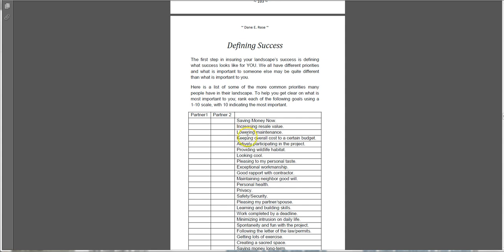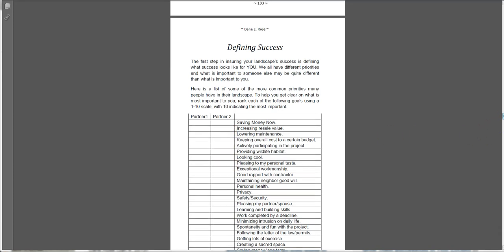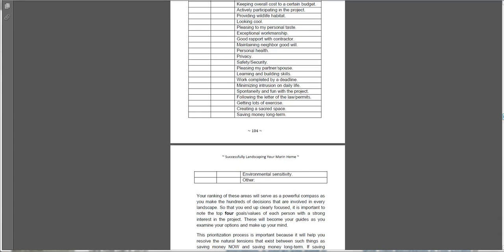You've got lowering maintenance, and keeping overall cost to a certain budget. This is different than saving money now, because you may have a certain amount in savings or a certain access to a line of credit, and the key is that it's really important not to exceed that total amount, but whether it's now or later doesn't matter as much. These values are the core values that I've noticed underlie every project, and some of them are in natural tension with one another. Pleasing my partner's spouse might get an 8 or a 9, but be in tension with saving money now.